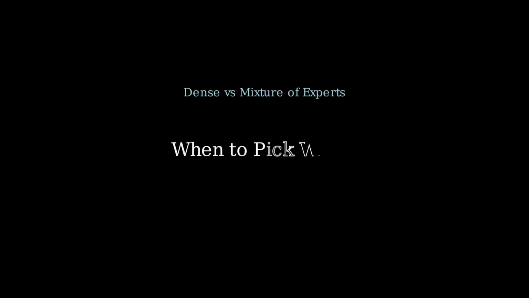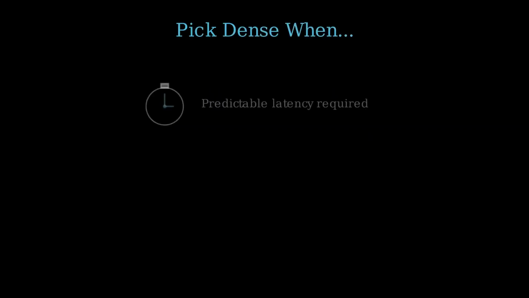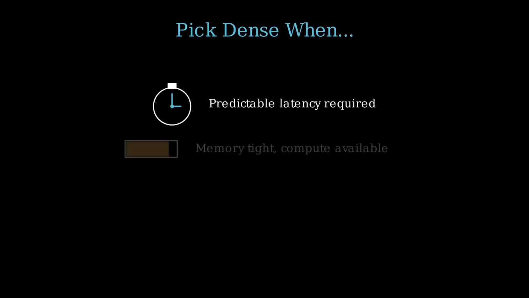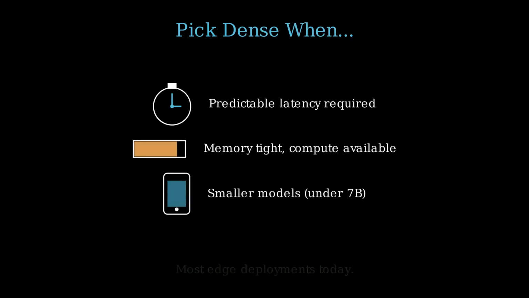Previously, the 4 trade-offs. Today, the decision framework. Concrete criteria. When dense wins, when MoE wins. Pick dense when you need predictable latency. When memory is tight but compute is available. When the model is smaller, under 7 billion parameters, MoE rarely beats dense. Most edge deployments fit this profile.